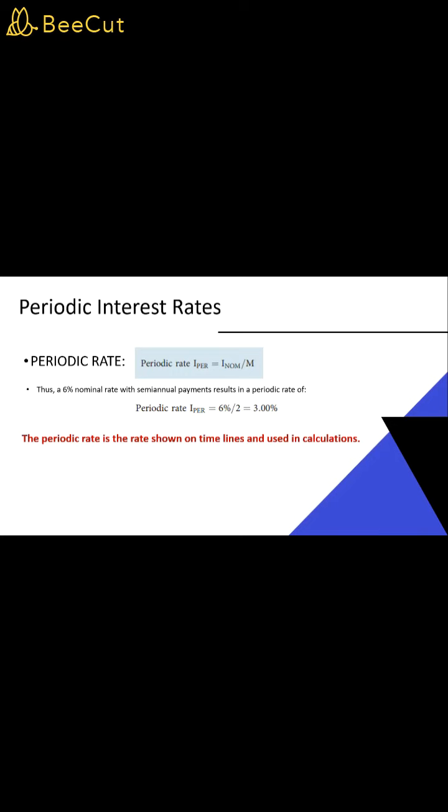And generally, if you are solving a question that has some sort of periodic compounding, then you will want to put the periodic rate on the timeline. And that is also going to be the rate that you are going to be using in all of your calculations if there is compounding other than annual compounding happening in any question.